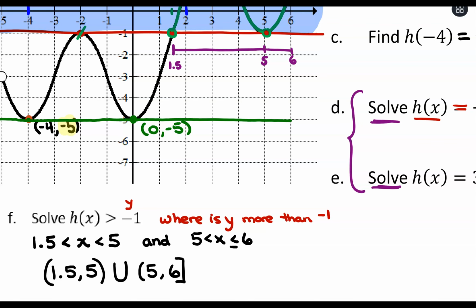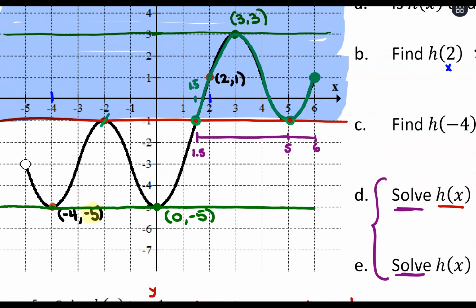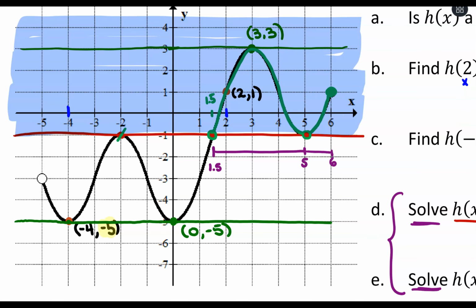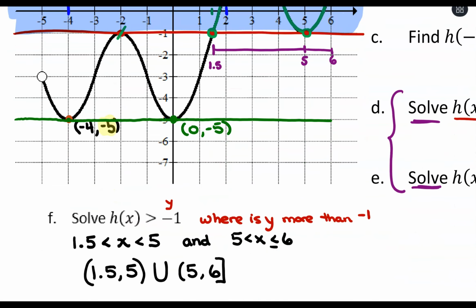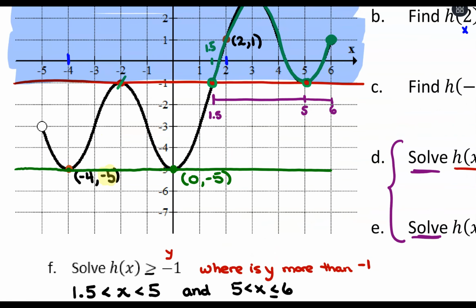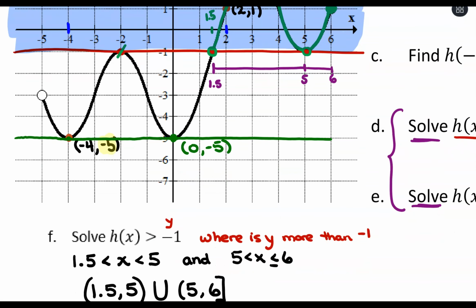Either works for this, so you can express it either way, but it's all about looking for where those y values are above -1. Now, if this had been more than or equal to -1, then we would start including those endpoints there. So we would have a single value at -2, and then here we would go all the way from 1.5 to 6. All of those would be more than or equal to -1. So changing it a little bit will change the solutions that go with it.